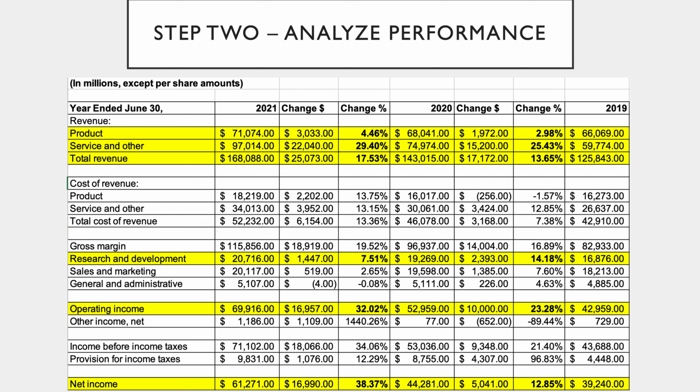So in this particular case, product revenue grew by 2.98% last year, and they grew by 4.46% this year. Growth is nice, but it's not super exciting. The services business, however, looks pretty darn good, right? Grew by 25% last year and grew by 29% this year. That's pretty exciting to me. Overall revenue grew by 13% and 17.5%. That's pretty much what you want to look at, where the numbers are positive.